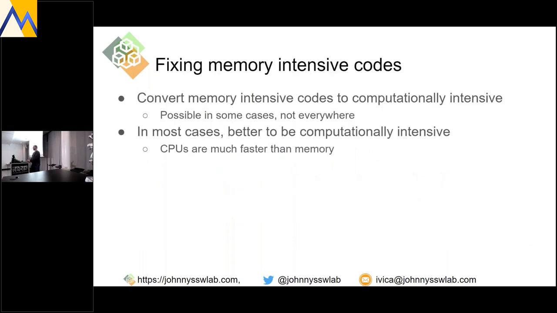Sometimes it's possible to apply some kind of transformation in your code to convert it from memory bound to computationally bound. In most cases, it is better to be computationally intensive because CPUs are much faster at processing data than at fetching it. For example, if you need two values, x and x plus one, getting them from the fastest cache takes 3 cycles, while increasing the register by one takes almost 0 or 1 cycle, because arithmetic is faster than data loading. Even for the fastest data caches, loading is slower than arithmetic.